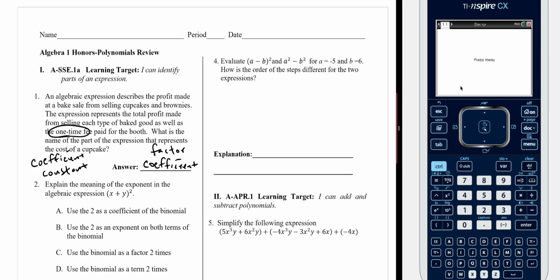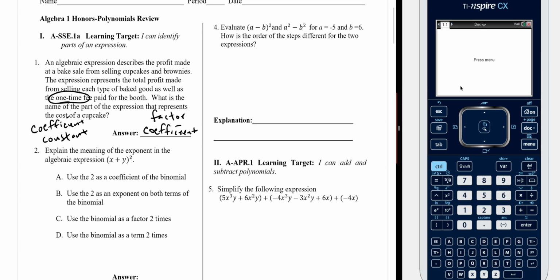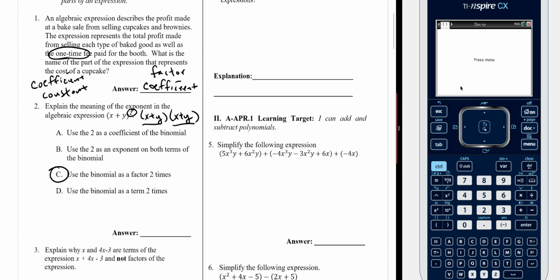If we move on to number 2, explain the meaning of the exponent in the algebraic expression x plus y to the second power. First thing we have to remember is that x plus y to the second power means x plus y times x plus y. So what we did was we took this 2 and it turned it into 2 factors. So we're going to use the binomial as a factor 2 times, which is answer C.